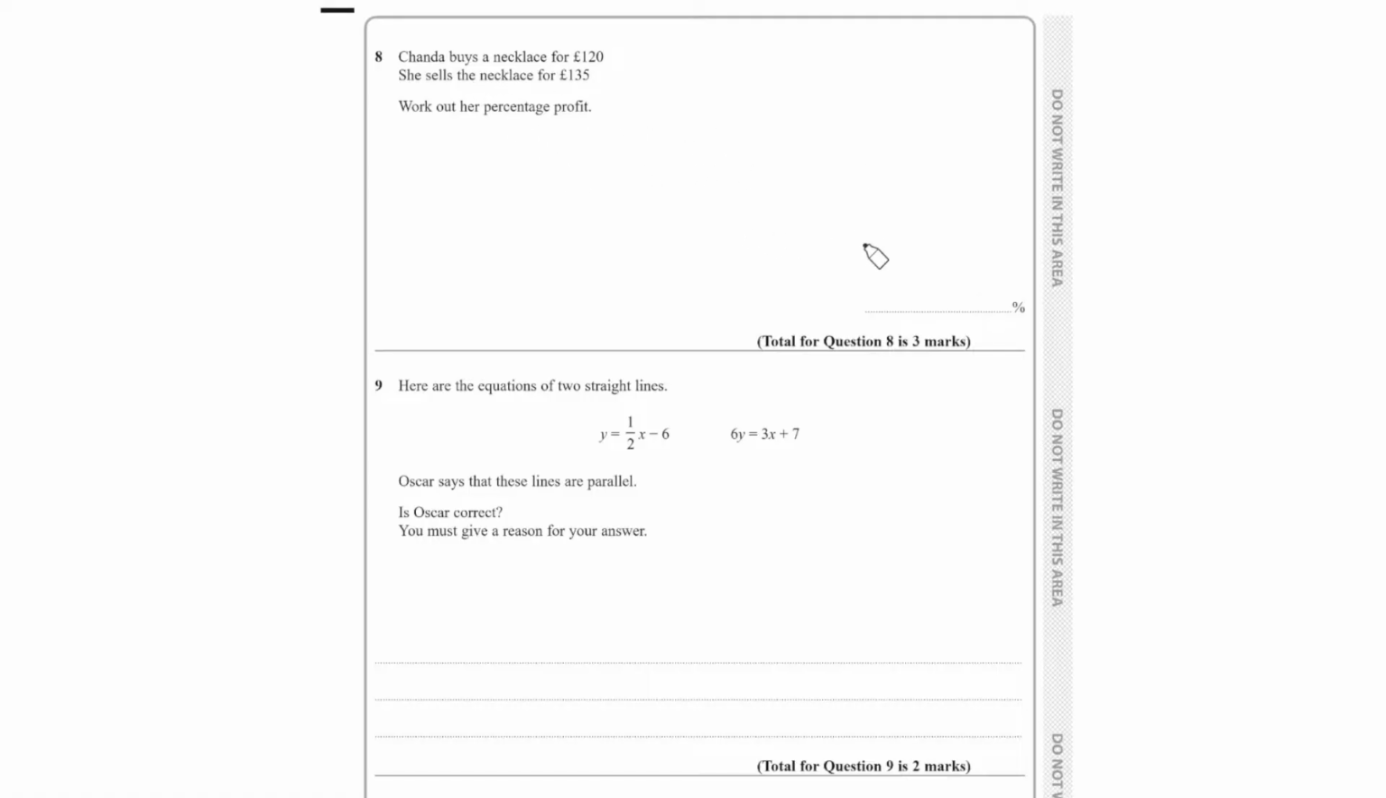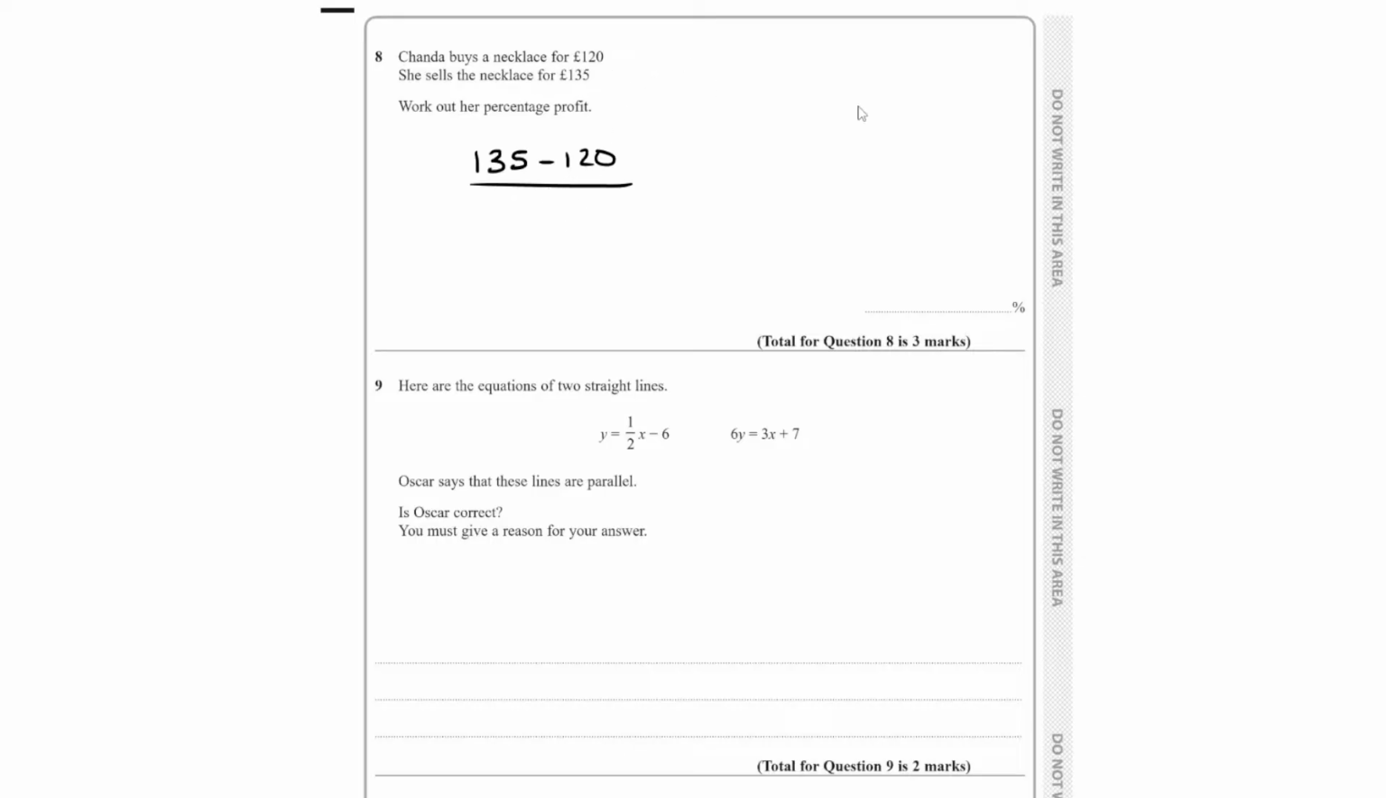Okay, question 8. Chanda buys a necklace for £120. She sells the necklace for £135. Work out her percentage profit. That's just the same formula as percentage change, isn't it? So you'd want to work out the difference, which is literally the profit. So subtract them. Obviously you can see what that would be, but I'm just writing it down to get some method marks. And then you divide it by the original.